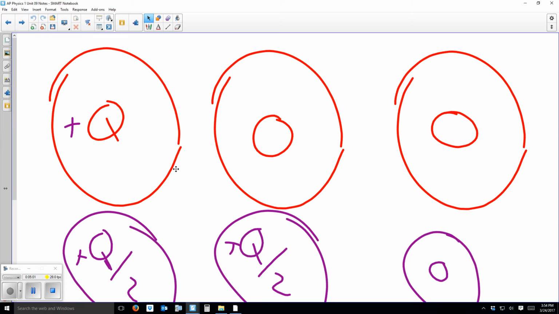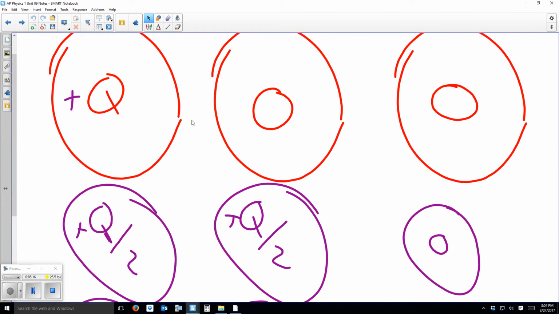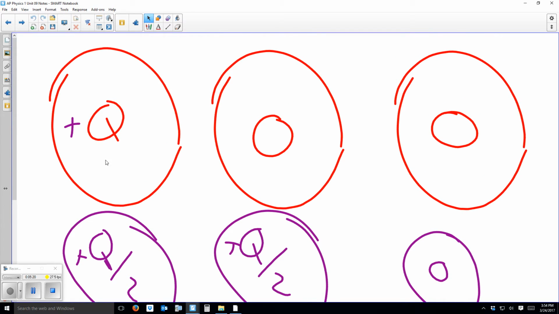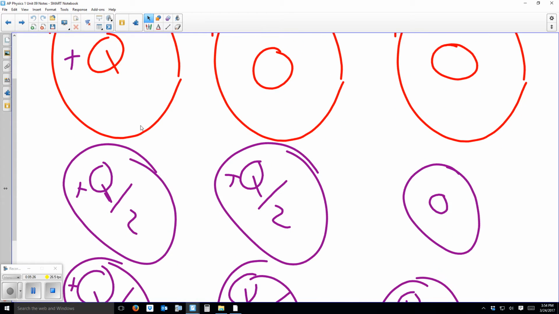Conservation of charge. Whenever we have objects that are identical conductors and spherical, they've got to be sphere shaped for this to work, if we touch them together, we split that charge evenly between them. So here we started with a charge of Q, and we touch it to a charge of 0, an uncharged, a neutral. So both of those two got Q over 2, or a half a Q.